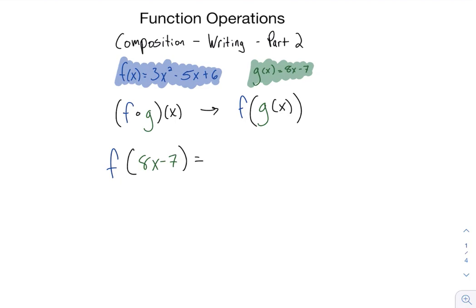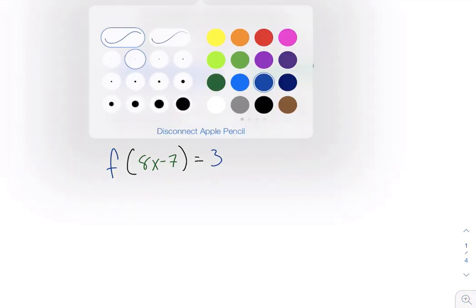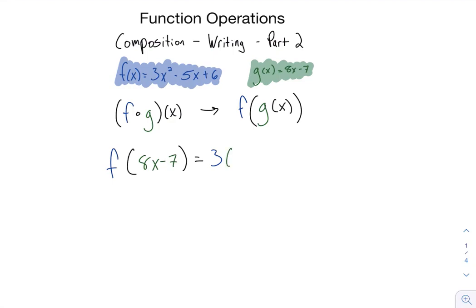So f of x is 3x squared, but again, I'm going to pause. Instead of writing x, I'm going to substitute in 8x minus 7. Maybe I can get the 8 right. 8x minus 7 and squared. And then I'm going to keep going.